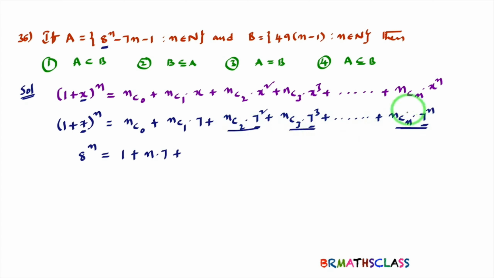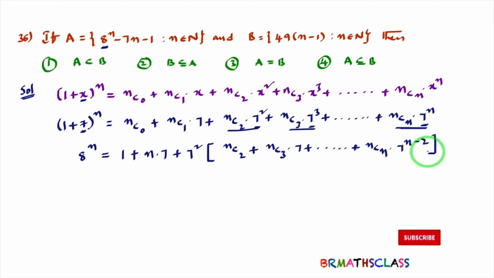From these terms we can take 7 square common. If I take 7 square common, what will I get? I'll get NC2 plus NC3 into 7, plus and so on, plus NCn into 7 power n minus 2 remaining. If you want, see, you multiply this 7 square and 7 power n minus 2. What will you get? 7 square into 7 power n minus 2.